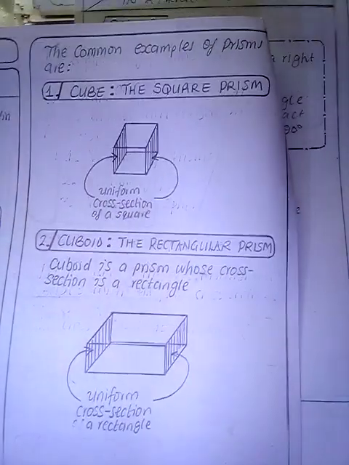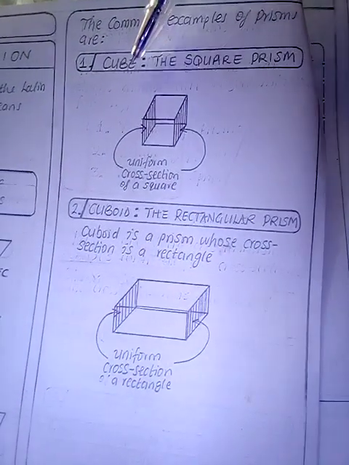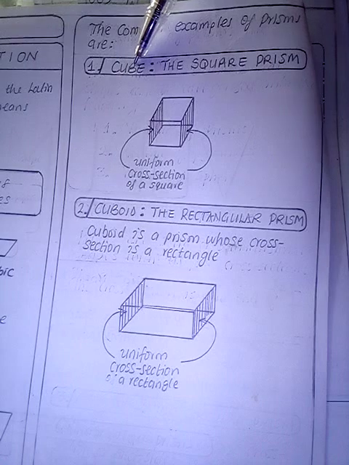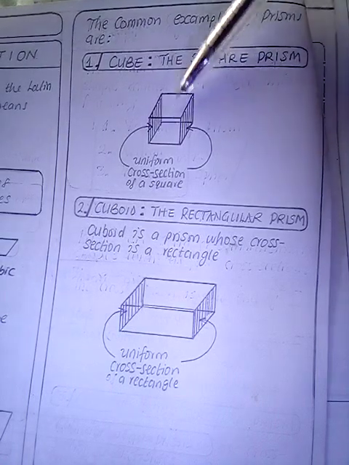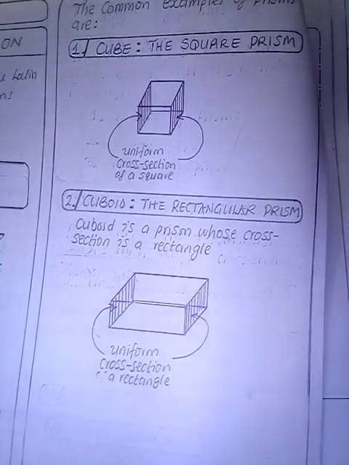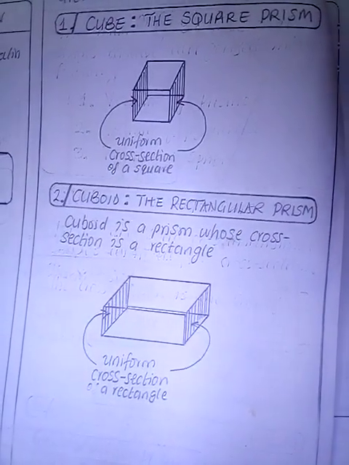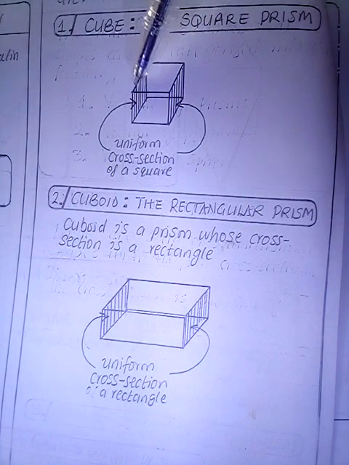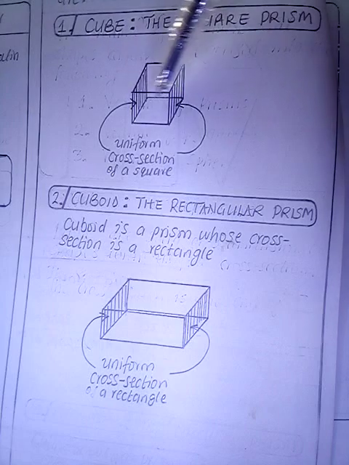As you can see here, we have some examples of prisms. The common and the simplest example of prism is cube. As we know, cube can also be called the square prism. And look at this shape here. This is the shape of a square prism, and it is called so because the uniform cross section of a cube is a square. That's why it is called a square prism.